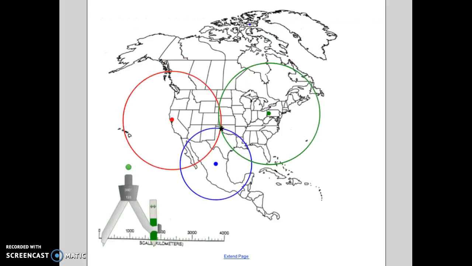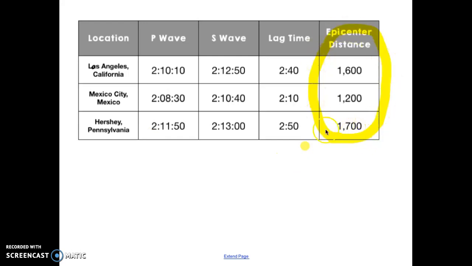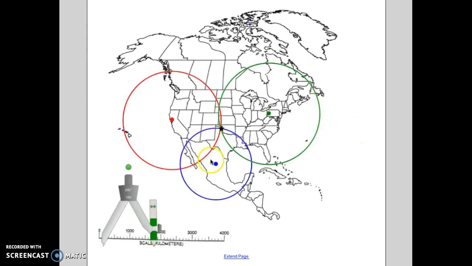Finally, when you look at this map, you can tell just by looking at it who was closest to the earthquake and who is farthest away. Closest to the earthquake would be Mexico City. As you see, the circle is the smallest. And then when you get between Los Angeles and Hershey, Pennsylvania is the one that's actually the farthest away. And we can even do that by looking at our data over here. But that might be something else that you want to add to your notes.